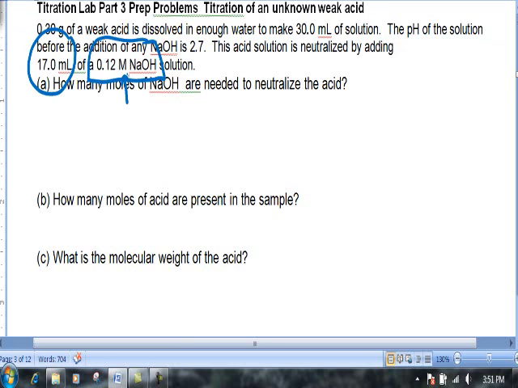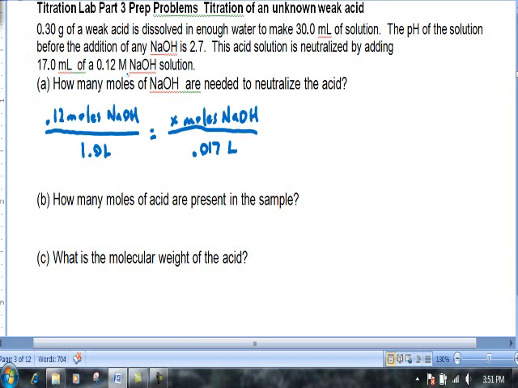We can use this to set up a proportion. The 0.12 molar tells us we have 0.12 moles of sodium hydroxide per 1 liter. The amount of sodium hydroxide that we used comes over here, where we want to find X moles of sodium hydroxide that would be present in our 17 milliliter sample that was used to neutralize the weak acid.